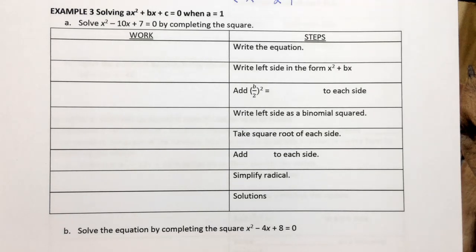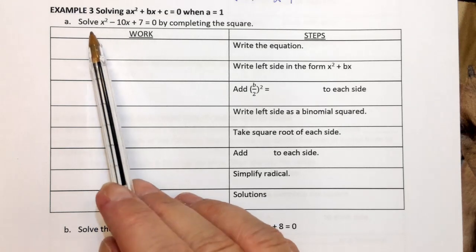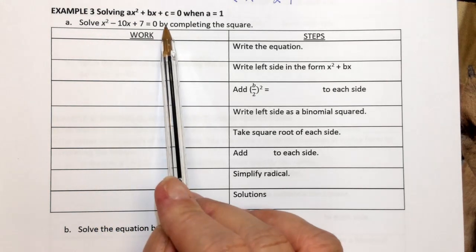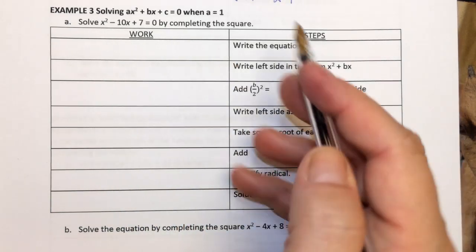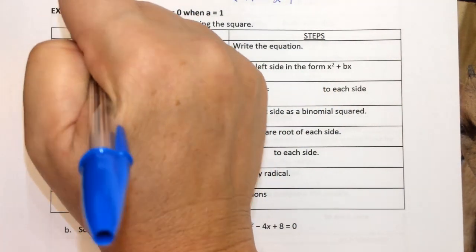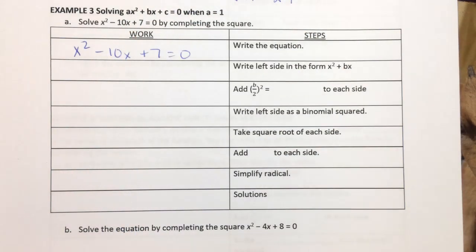So example 3, we're now going to take what we just did and use it to help us solve the equation. We just did the beginning parts of this. Now we're going to actually use it. So we're going to solve this equation by completing the square. Let's first start with our equation: x squared minus 10x plus 7 equals 0.